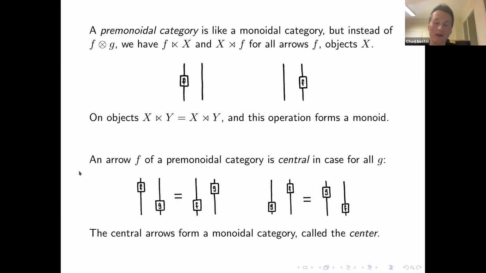And the arrows that are nice in a pre-monoidal category are called central, where what nice means is that they interchange well with everything. So if I put an identity wire on the right of F, and then I put an identity wire on the left of G, and I composed those, well, I would want that to be the same as composing them in the other order, right? I would want to be able to interchange them. And similarly, I would want to be able to do that for all things on the left and right. If I can interchange them like this for all G on the left and right, then F is called central. And the central arrows of a premonoidal category form a monoidal category called the center.